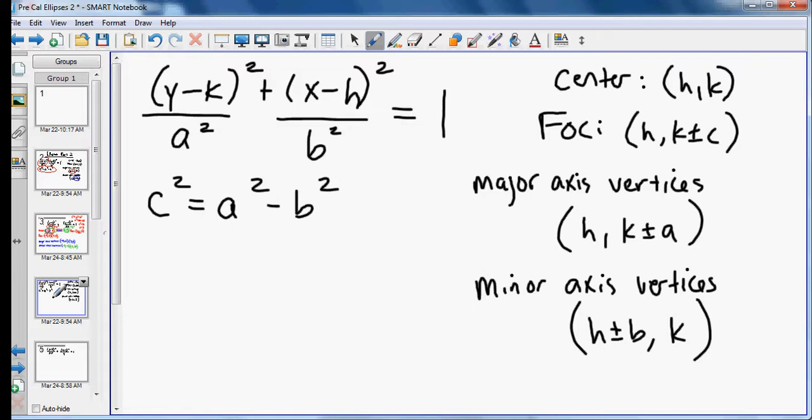And the major axis vertices and the minor axis vertices is the same idea. The major still uses the a, but this time it goes with the y. The minor still goes with b, but it gets added to the x value, the h.